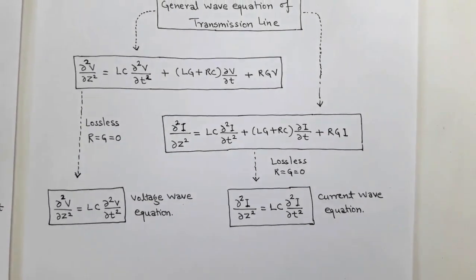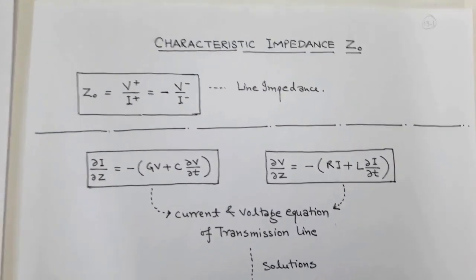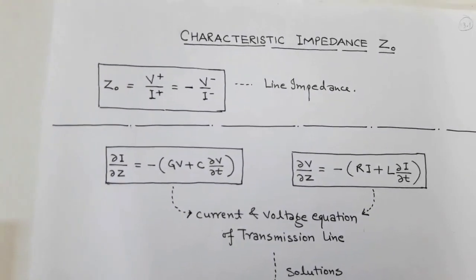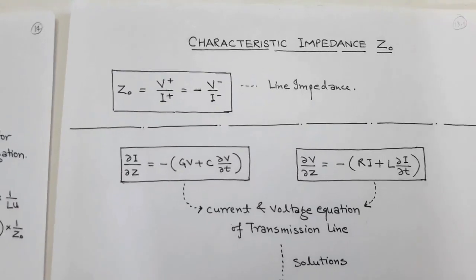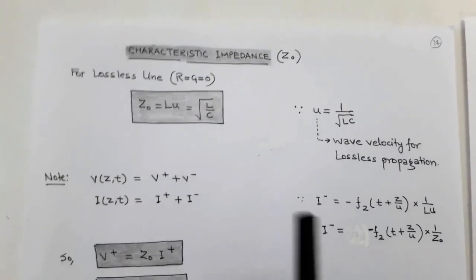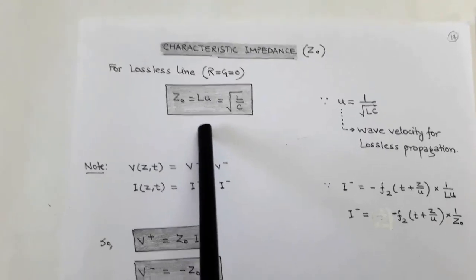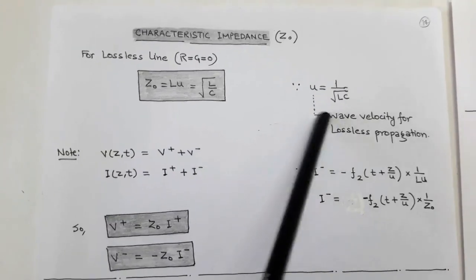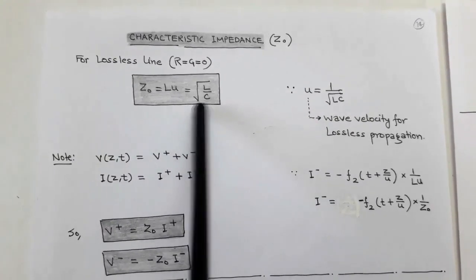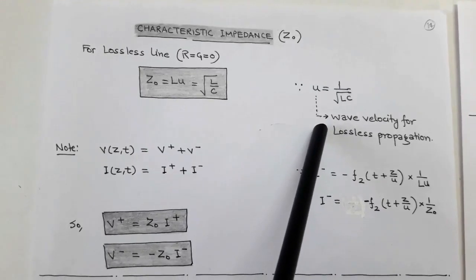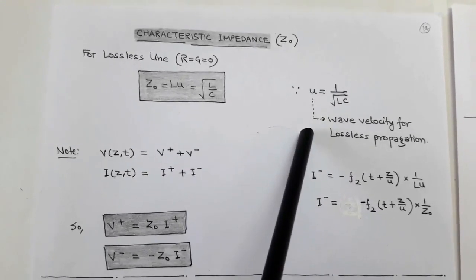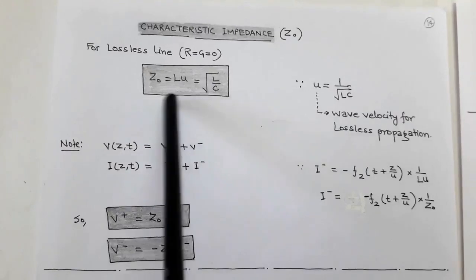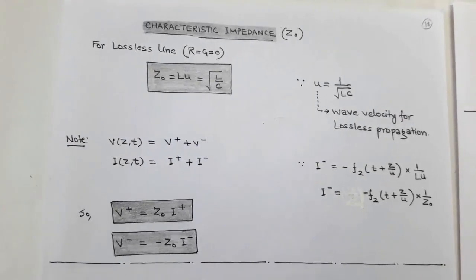So here we get a relationship of voltage and current in terms of characteristic impedance or transmission line impedance, that is denoted by Z0. For a lossless line, we put R equals G equals 0, and here we get a characteristic impedance that is equal to L into U, where L is called the inductance and U is called the wave velocity, and this is also equal to square root of L upon C, because we know that the wave velocity for lossless propagation is 1 upon square root of LC. So here we put the value of U, that is 1 upon square root of LC. So we get Z0 equals square root of L upon C.